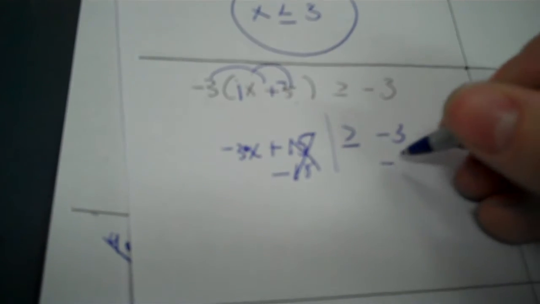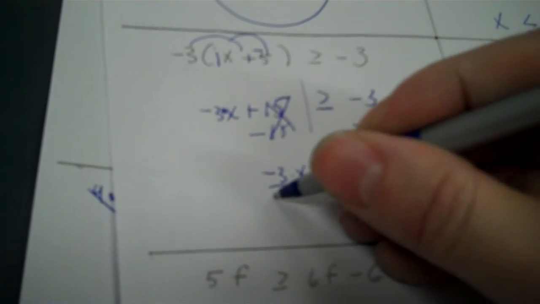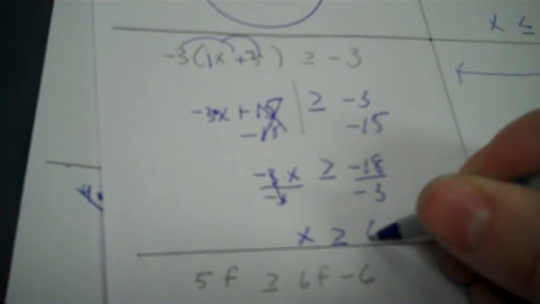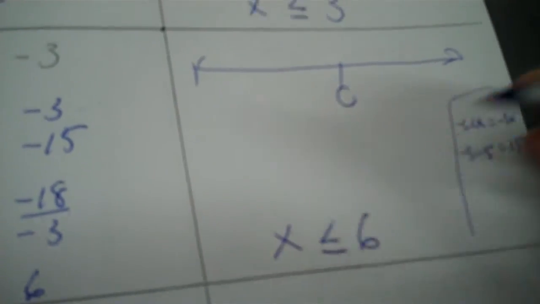Now, what's happening to your x? Well, you got a plus 15. You have a times as well, and it's by a negative, so the sign has to flip. So we have plus 15, we're going to have to minus 15. And -3 minus 15 is -18. Now it's time to divide. Line up your symbol. But don't graph that because the symbol flipped because we just divided by a negative. So x is less than 6.